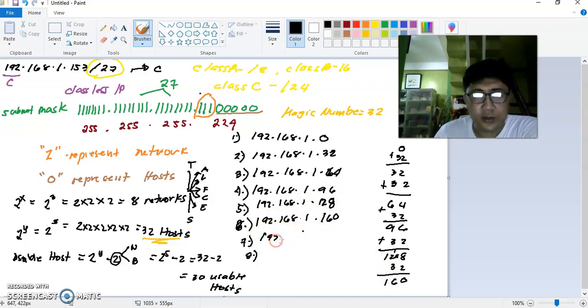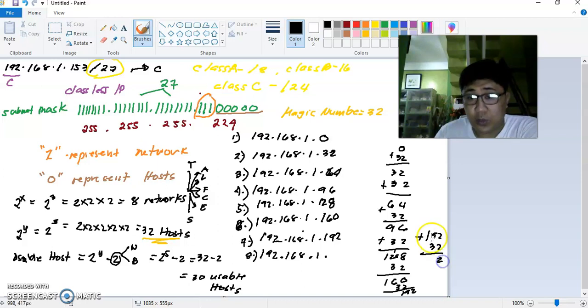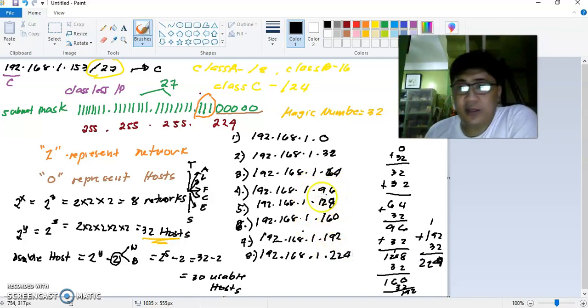Next is 192.168.1.160, plus 32, that is 192. Next is 192.168.1.192, plus 32, you have 224. So, 192.168.1.224. So, these are your 8 networks.